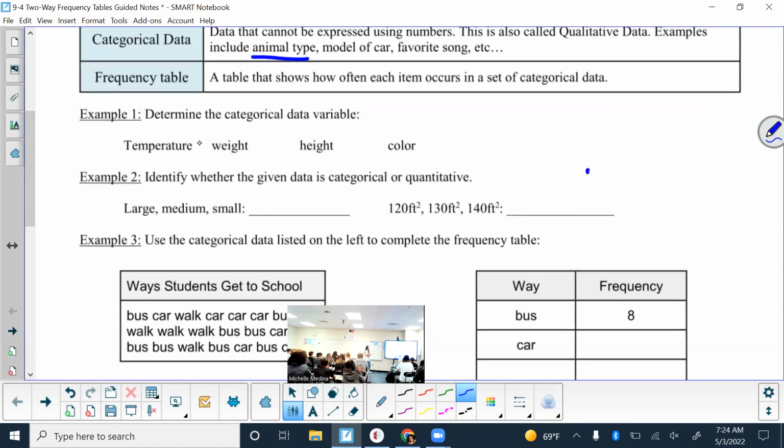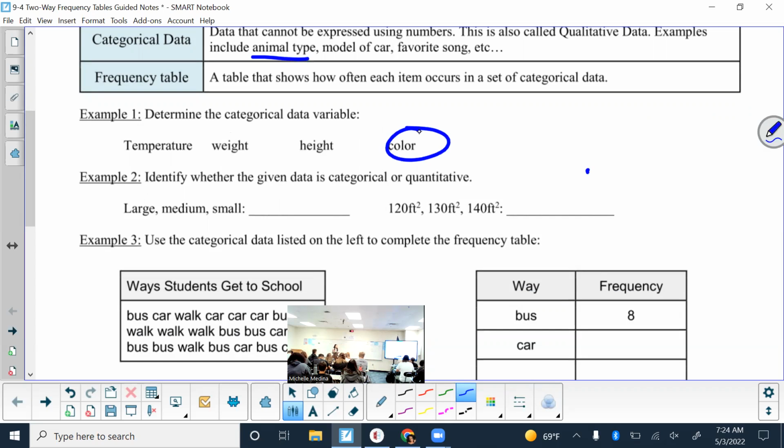It says which of these, if any, so temperature, weight, height, color, which of those would be categorical data? Color. Anything else? No, that's the only one in this list. Temperature, represent that with numbers, like the high this week is going to be 100. Weight, numbers, height, also numbers.